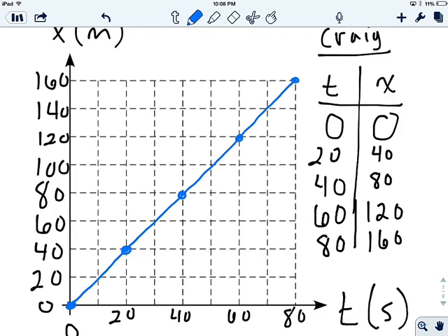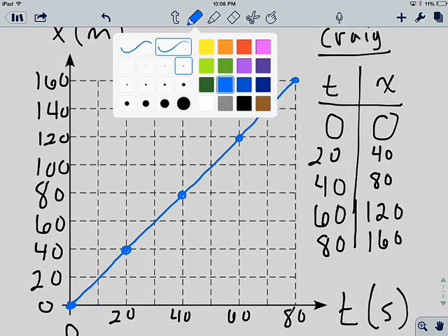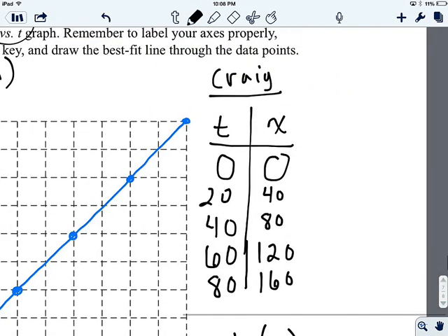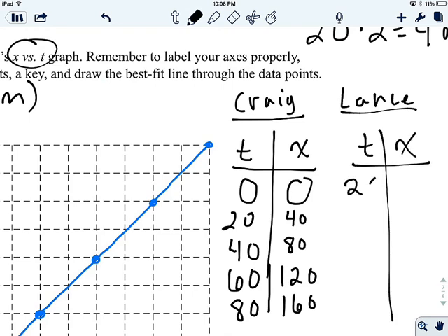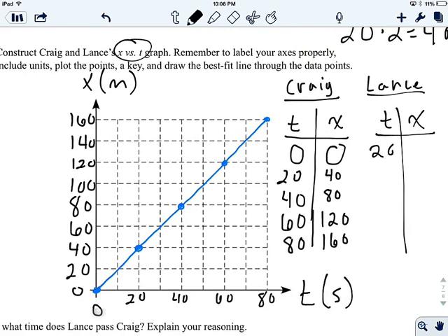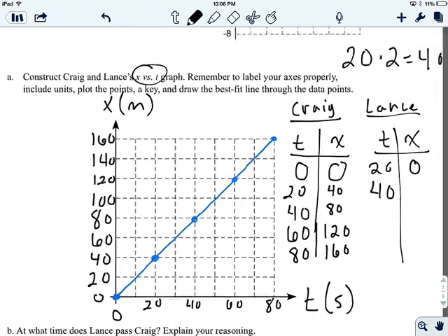All right, now let's talk about Lance. Now Lance, he doesn't start at 0. Lance starts at 20 seconds. So we know that he doesn't get going until 20. So at 20 seconds, he's still standing still. Now at 40 seconds, he will have moved.